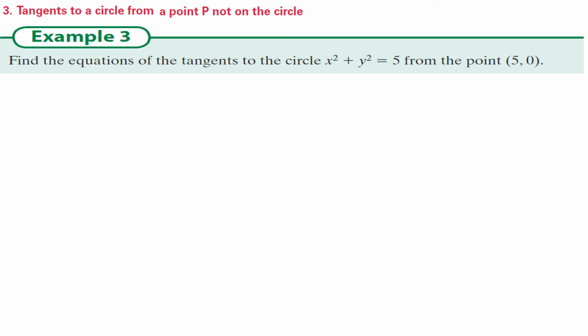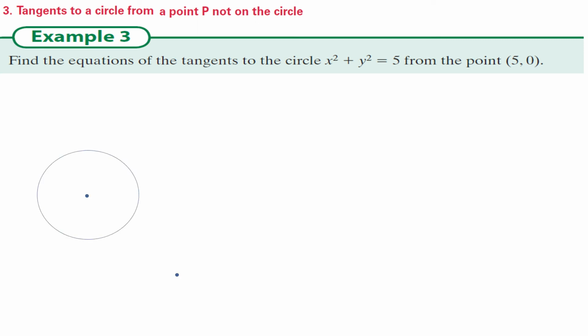So that means that the point must be away from the circle. And also the fact that there's two equations, two tangents. If it was a point on the circle, there's only ever one tangent at each point. So we have a scenario that looks like this.